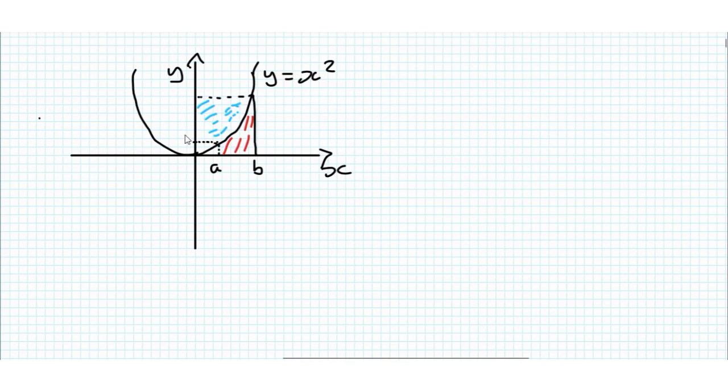What I am interested in is today's topic, which is volumes of revolution. If we rotated this area here round the x-axis, we could find a volume. We'd get a shape. Okay, so if we rotated this all the way around, we would get a shape, and we might be thinking, what's the volume of that shape?